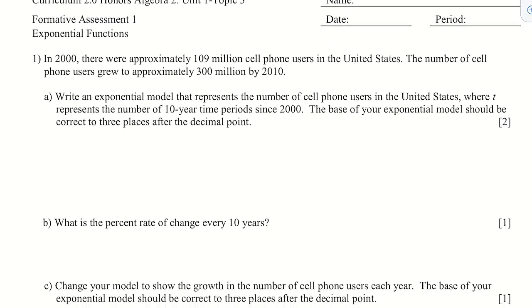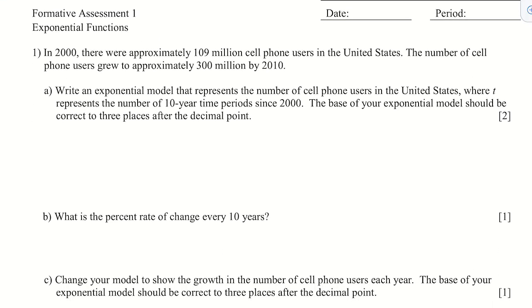So if we take a look at this formative assessment, this deals with exponential functions, so most likely you'll be using some of the formulas that will be given to you in terms of exponential growth, exponential decay. So a lot of these types of formulas hopefully will be given to you. It says write an exponential model that represents the number of cell phone users in the United States where t represents the number of 10-year time periods since 2000. So the base of your exponential model should be correct to 3 decimal places after the decimal point.